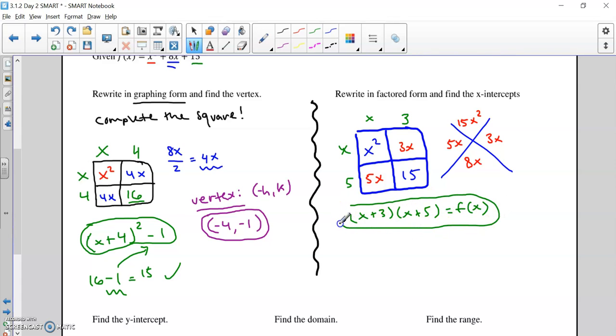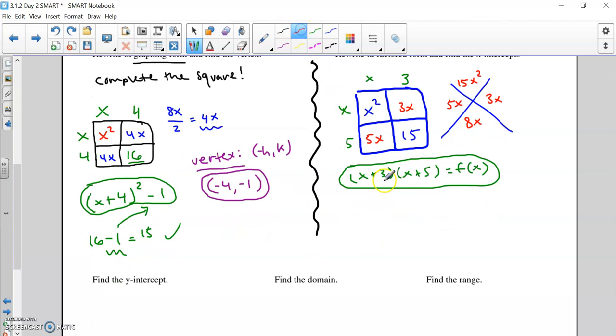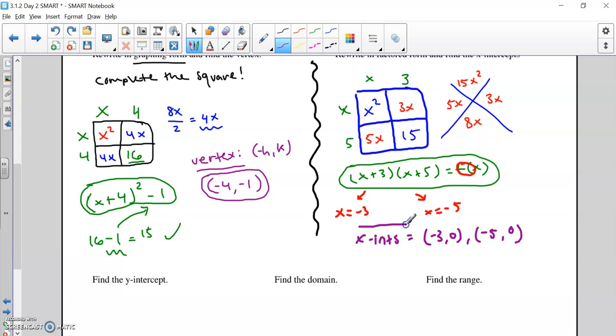But if we want the x-intercepts, then we can always just solve this. X would equal -3 and x would equal -5 if we were to solve this by setting equal to 0. So if we set it equal to 0 and solve it and got these numbers, that tells us that the x-intercepts are (-3, 0) and (-5, 0). And we just use these numbers, the -3 and the -5.